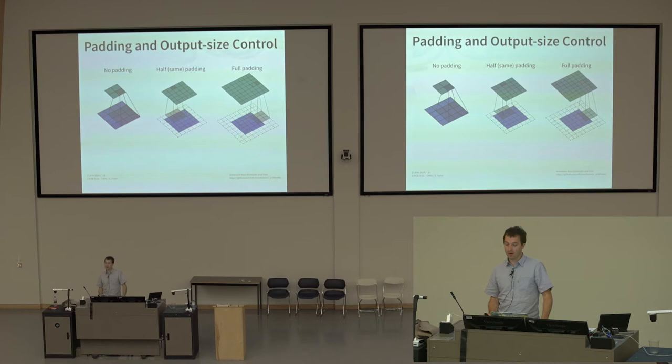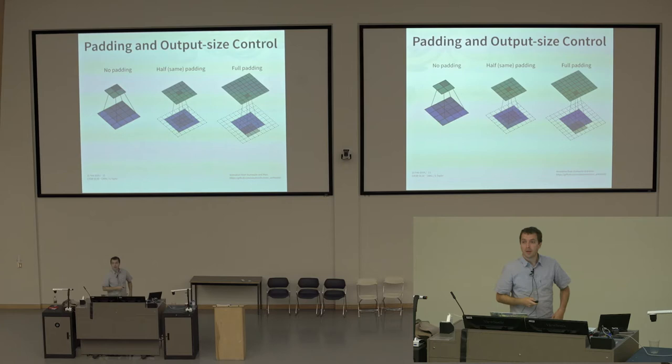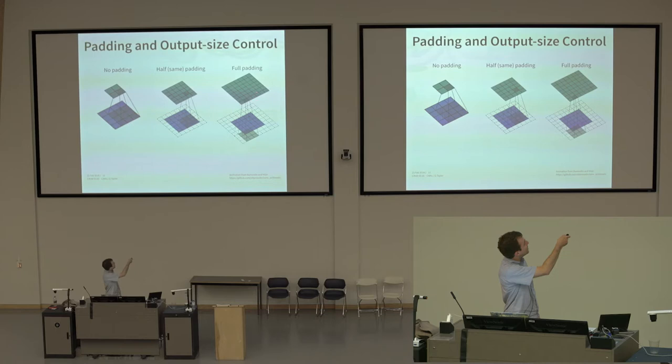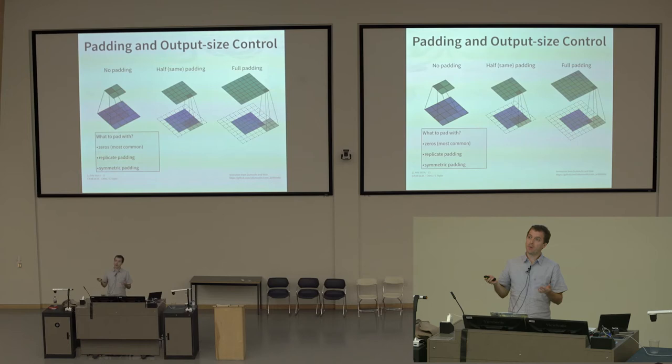For example, in the middle, we can pad by a certain amount. This is called half or same padding, and it results in our input and our output having the same spatial dimensions. We can add more padding and actually make our output larger than our input. In terms of what we actually pad with, usually we just pad with zeros, it's simpler. If we're concerned about spurious edges, we can also replicate the pixels at the border of the image, or we can reflect the image at its borders, and we call that symmetric padding.